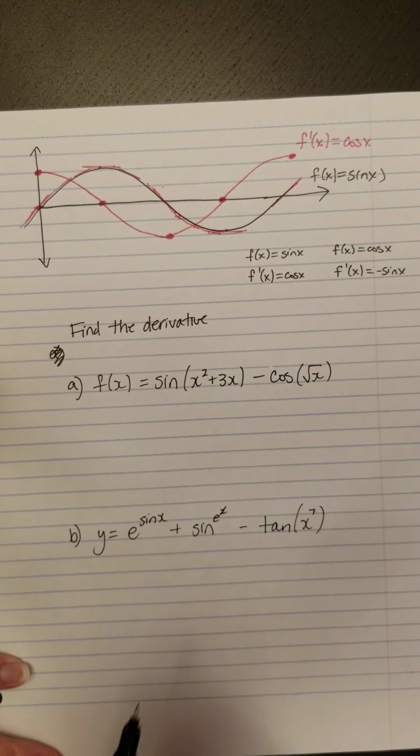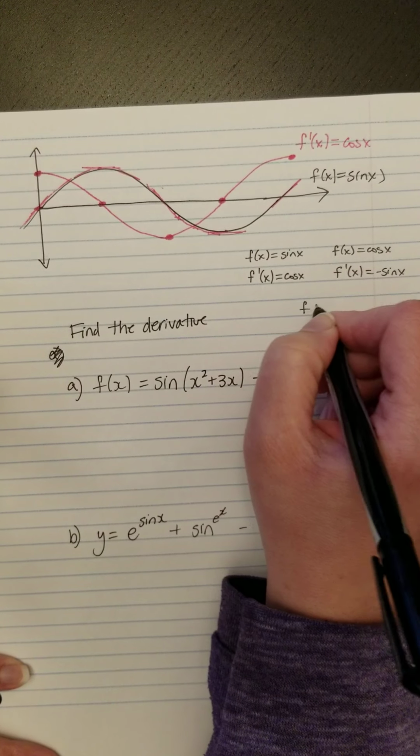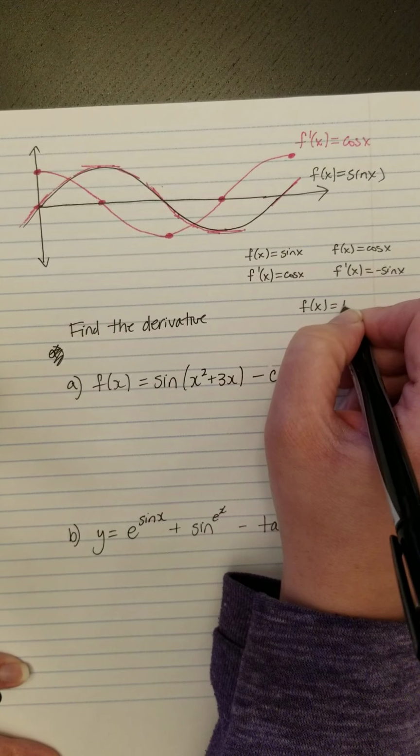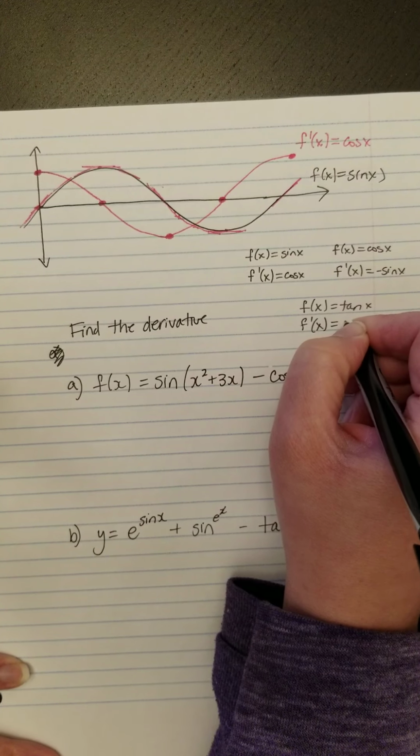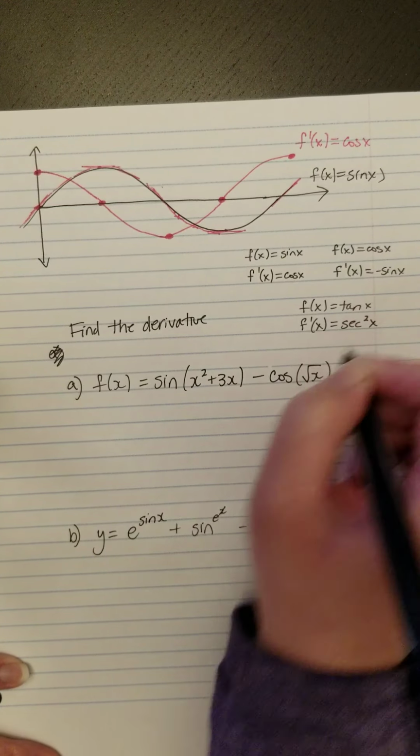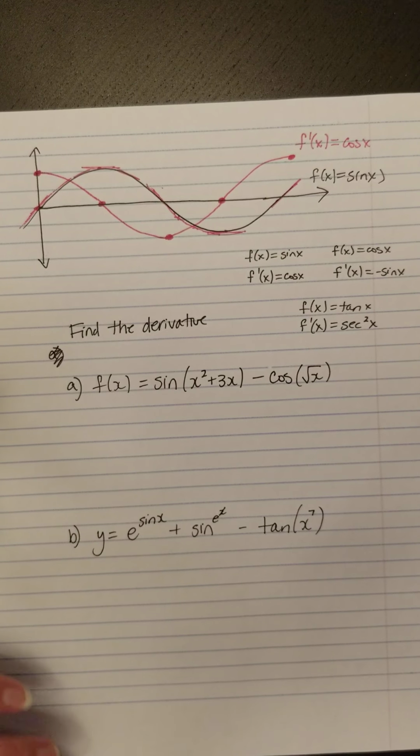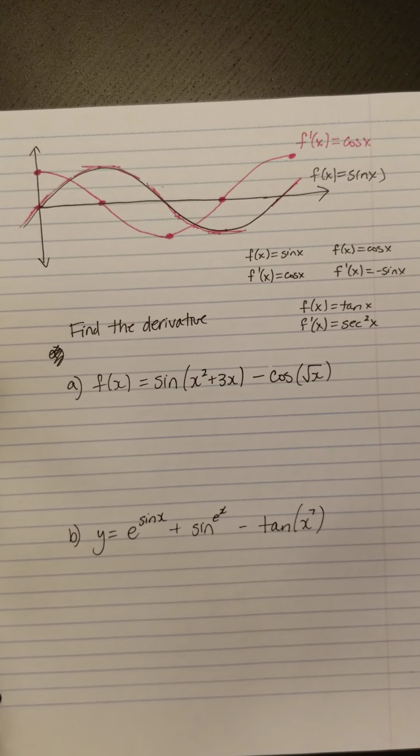The other derivative rule that you guys are going to have to know is that if f of x equals tan x, f prime of x equals secant squared x. And that's a bit more complicated proof to do, but we will look at that in Unit 5.